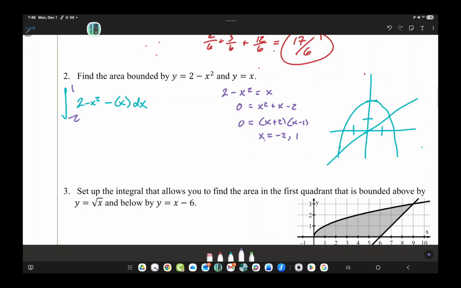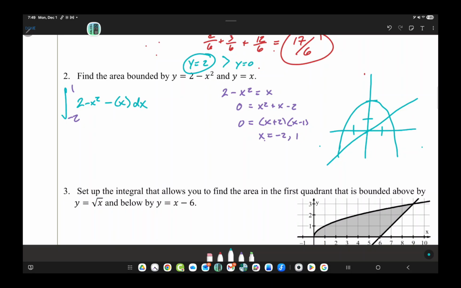Now, again, if you did not graph this, since we have our bounds now, we could just pick any number between our bounds, and an easy number there is 0. If I plug in 0, which function would be greater in value? Well, this would be y equals 2, and this would be y equals 0. So this is the greater value, so that would go first. Again, it is important to know that when you set these up, you must choose the larger value first. By the way, if you set this up the other way, what you're going to get is a negative area.